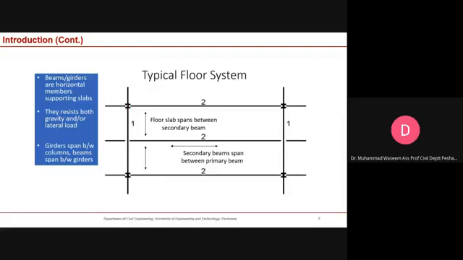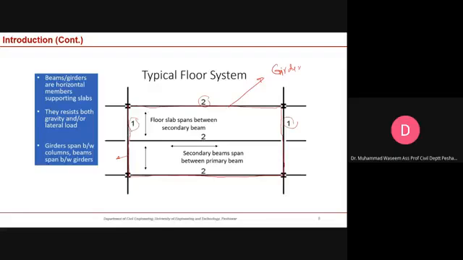The members which are connecting columns, we call them girders. The elements in this plane which are designated as 1 and 2, the members connecting columns, these are the girders, because the demand is very high on these members. And these we call the beams, or you can call them primary beams or secondary beams. Beams and girders are horizontal members supporting slabs.